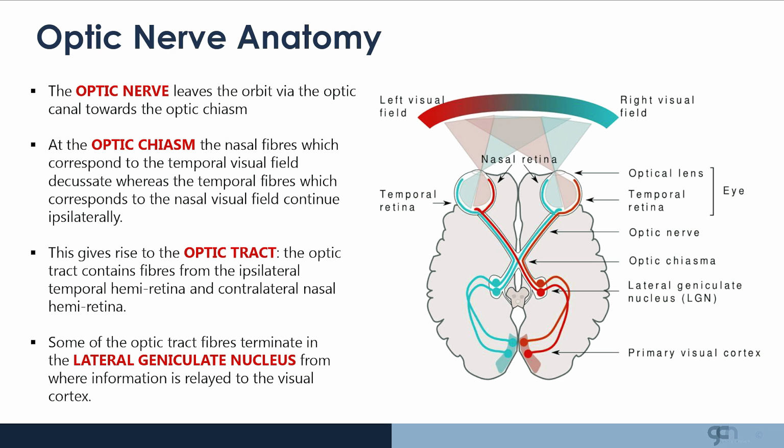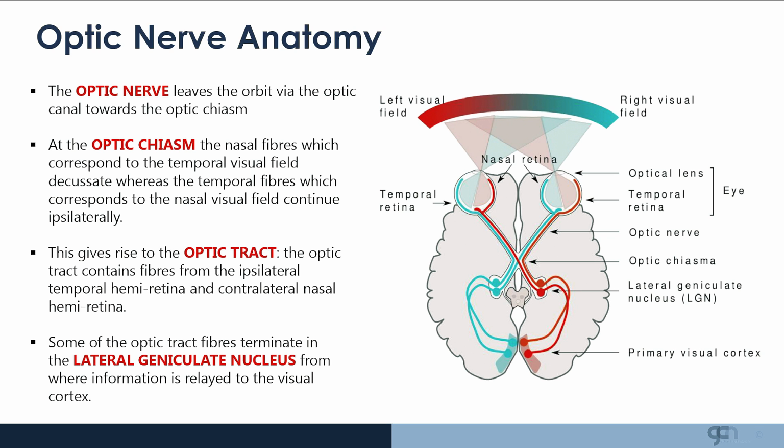The optic nerve, which consists of fibers from the temporal retina and the nasal retina, converge and leave the orbit via the optic canal towards the optic chiasm. At the optic chiasm, the nasal fibers, which correspond to the temporal visual field, decussate, whereas the temporal fibers, which correspond to the nasal visual fields, continue to travel ipsilaterally. And therefore, the optic tract contains fibers from the ipsilateral temporal hemiretina and the contralateral nasal hemiretina.